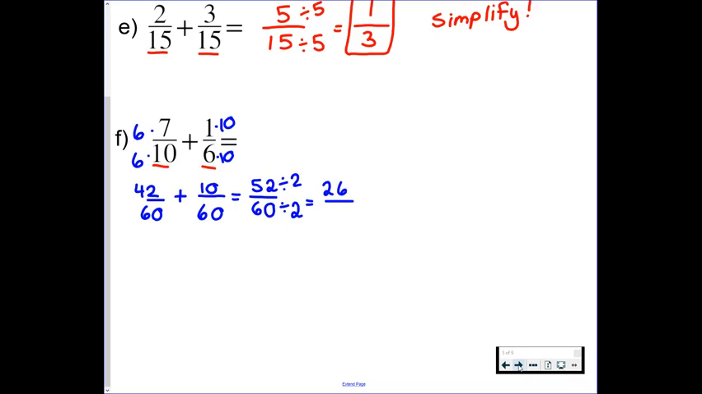52 divided by 2, 26. 60 divided by 2 is 30. Now notice those are both even, so I'm going to keep dividing this by 2. 26 divided by 2 is 13. 30 divided by 2 is 15. Okay. Now I can't reduce that anymore. So 13 over 15 is where we're going to stop for that problem.